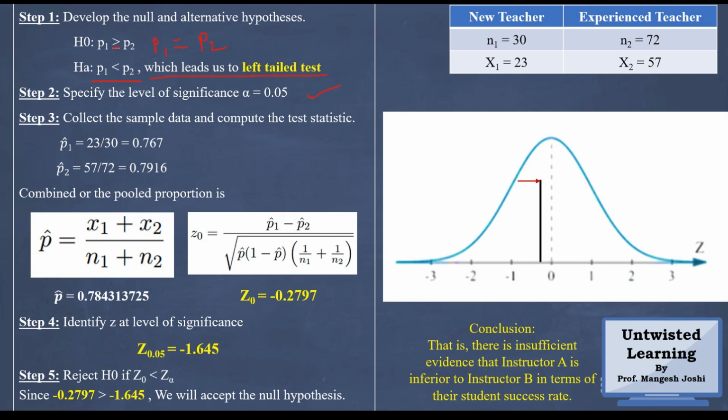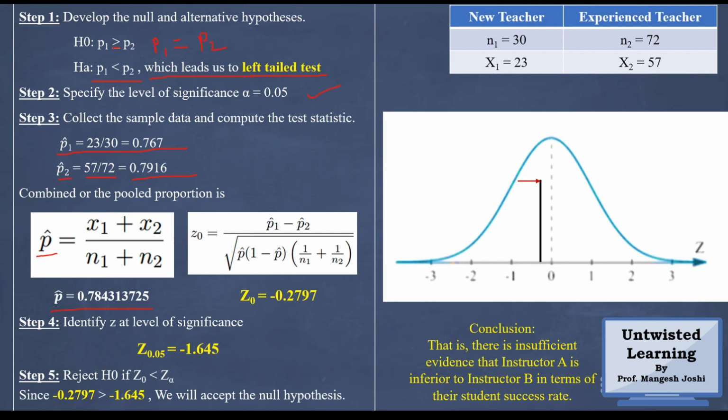So first you have to calculate the pooled proportion. The formula for the pooled proportion is: first you calculate proportion 1, that is 23 by 30, which is 0.767. The second proportion is 57 by 72, which is 0.7916. The average pooled proportion is x1 plus x2 by n1 plus n2, which comes out to be 0.78431.